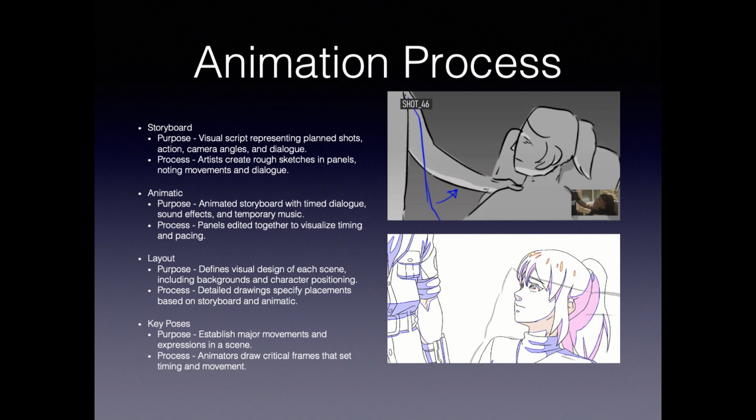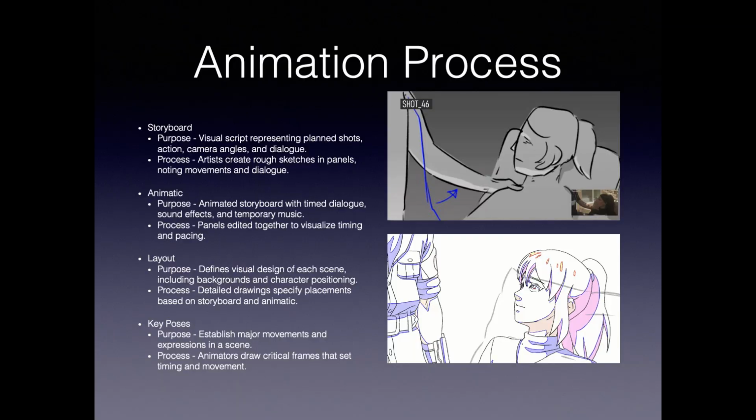Once the storyboards are created, all of them are put in what is called an animatic, which is all the storyboards laid out with timed dialogue, rough sound effects, maybe some temporary music, and the idea is to start to visualize the whole movie strung together, especially for timing and pacing purposes.